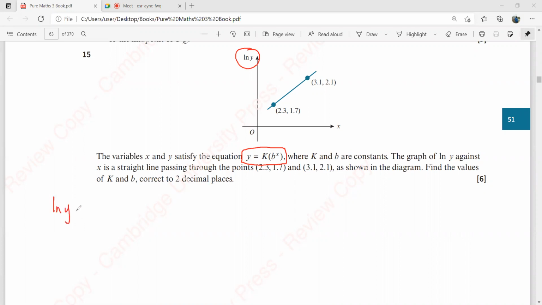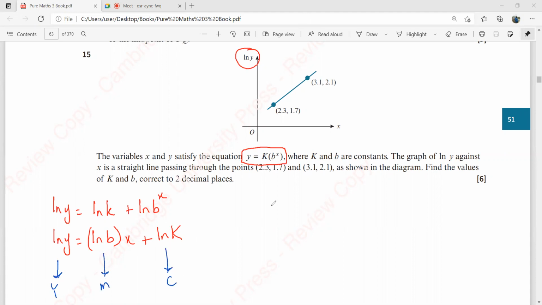So this is ln y equals ln k plus ln b raised to power x. So this is ln y. I'm going to write this one first. This is ln b into x and then plus ln k. So children, this is our y here, this is the gradient, and this one is the intercept. So the equation is y is equal to mx plus c.